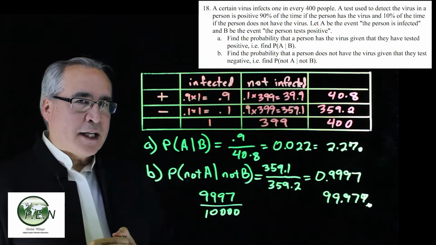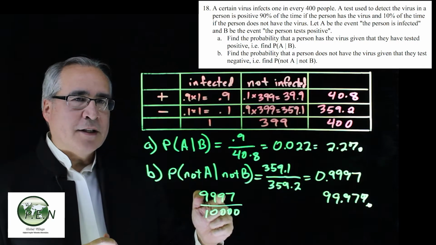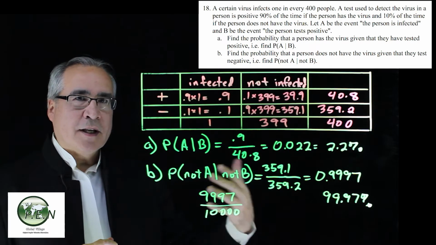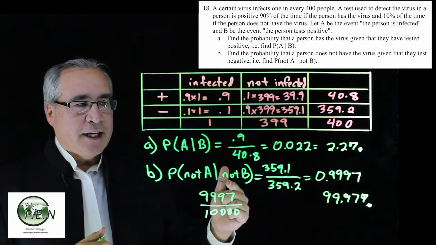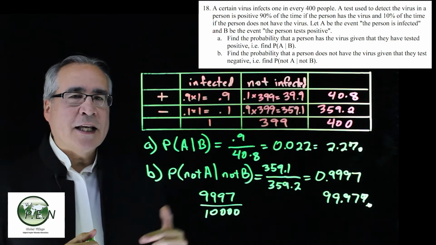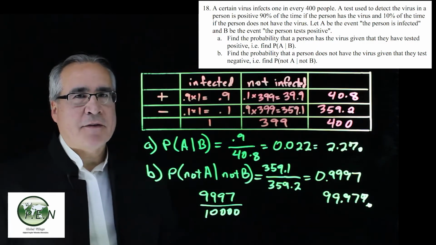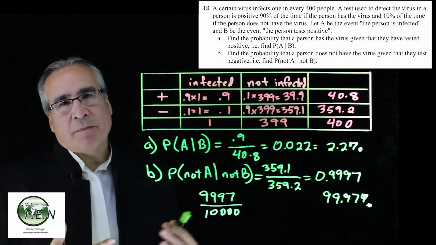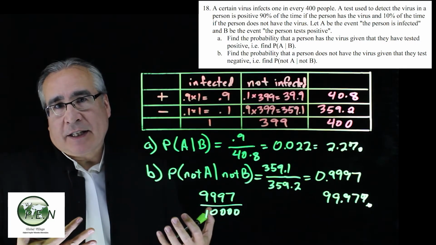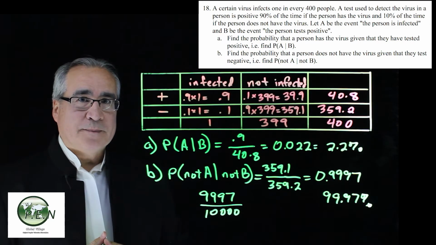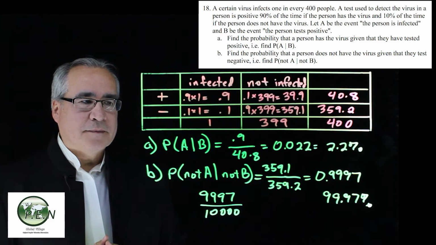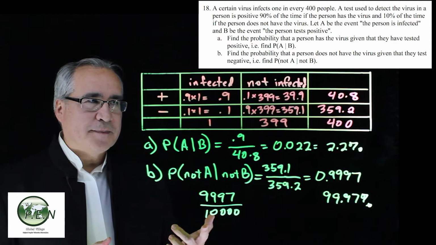So let's put this in perspective. If you've got a negative test, 9,997 out of 10,000, you don't have the virus. But let's think in the contrary. It means that 3 of these people who got a negative test actually have the virus. They're going around maybe infecting other people because they think, I've got tested, I don't have that virus. But they actually do. They actually do. And that's what this one shows.